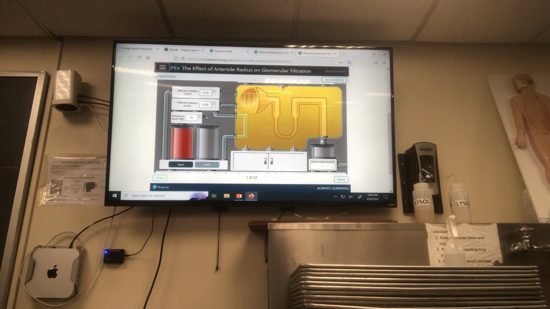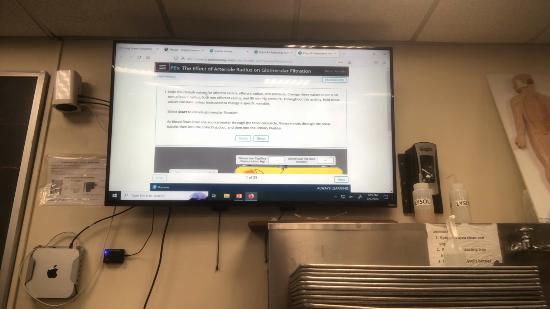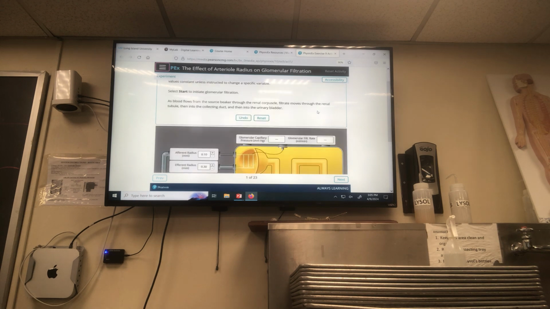And then you have the efferent radius, where everything is going to get out of my corpuscle, and then this is my peritubular capillaries. And here I will have my reabsorption, and I will have the secretion, and then the blood is going to return into the right heart, and this represents my filtered blood that has successfully passed through the kidney. So note the default values for the efferent radius and the pressure. Change these values to be 0.5 for the efferent radius.